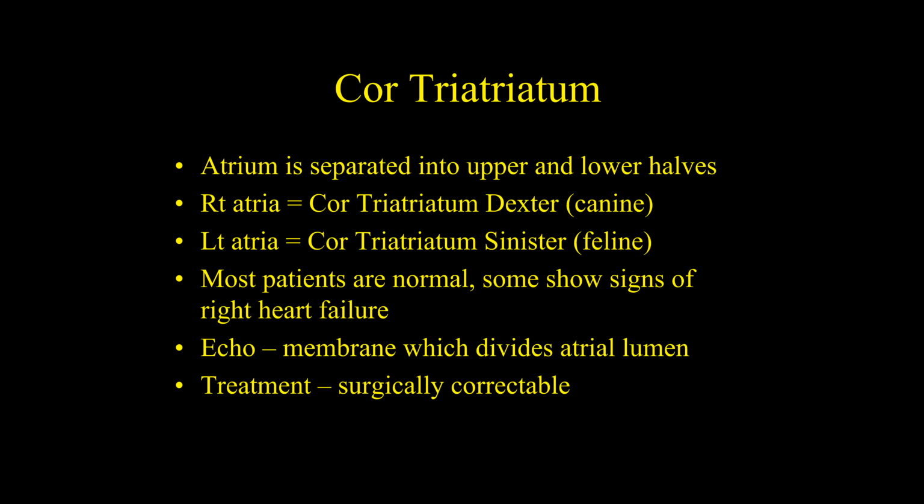So cor triatriatum is where usually the right atrium or the left atrium has an abnormal septum inside the atrium itself. So basically it's a soft tissue septum that divides the atria into two parts. Okay, it can have an upper part and a lower part. And most of these dogs, typically they're normal, but sometimes they'll show signs of right heart or left heart failure. And you can echocardiogram them, and you see inside the atria, they have a septum that's sitting in the middle of the atrium, and that's called cor triatriatum.